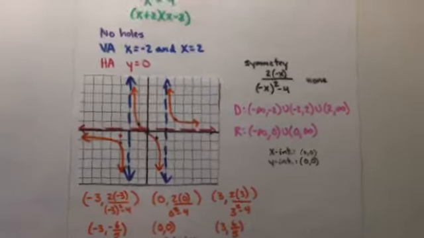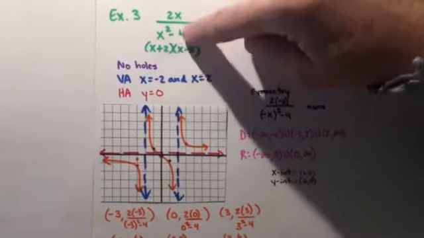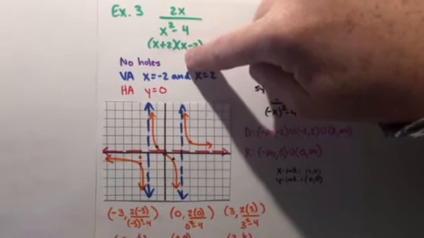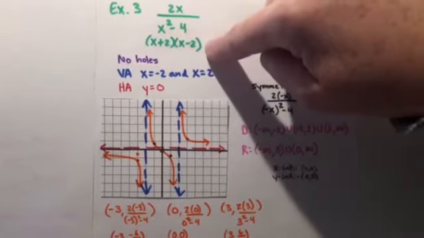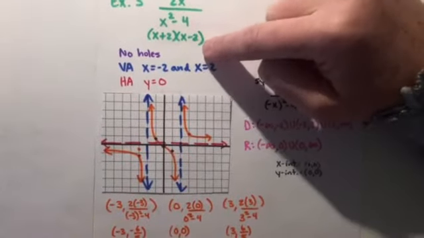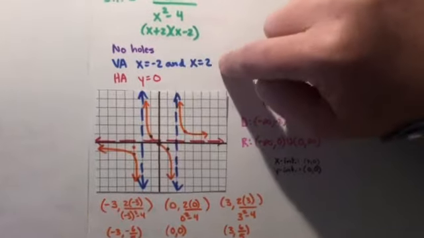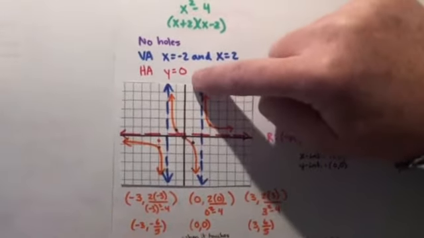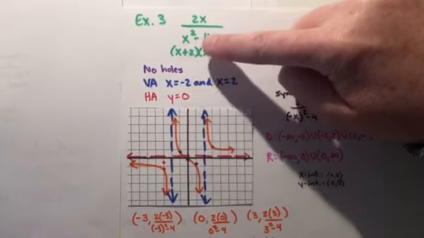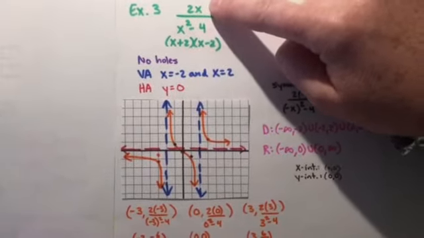So I'm going to cover up that one now. Alright, so example 3 was 2x over x squared minus 4. So we factor out the denominator. No factors cancel, so we still have no holes. We still have 2 vertical asymptotes because there were 2 places the denominator would equal 0: -2 and +2. The horizontal asymptote would still be y equals 0 because the degree in the denominator was larger than the degree in the numerator.